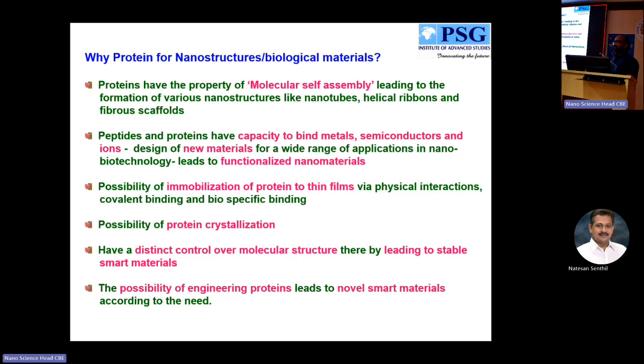So why protein as a nanostructure? Because they have a lot of properties like the capacity to bind metals, semiconductors and ions. So when a protein has the capacity to bind to any of these metals or ions, then definitely it gives you an edge to make new materials. Now, this becomes a template. The protein becomes a template which you can get rid of after making a nanomaterial.